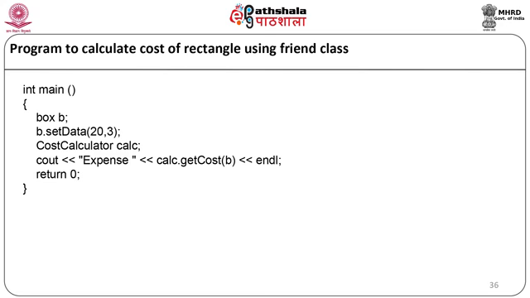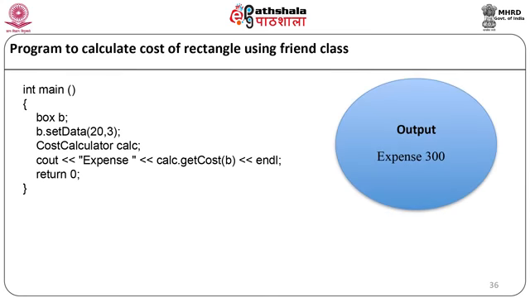As you can see here, the calc.getCost function will be called, where the total cost will be calculated and it will be displayed on the screen. When the above code is compiled and executed, it will produce the output as expense is equal to 300.